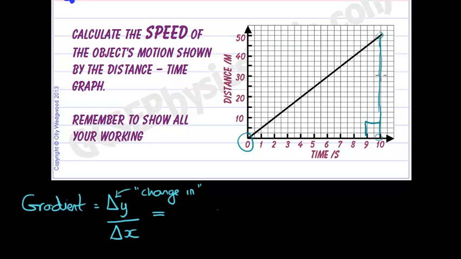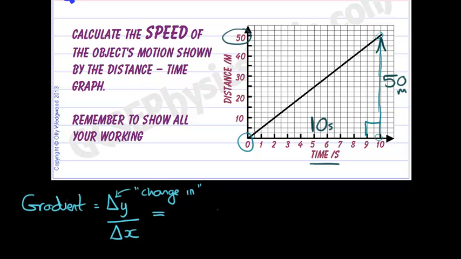So the change in y, that's the distance part here, is from 0 to 50. So that's easy, that's 50, going from there to there. And the change in x, that's the time part, is going from 0 to 10. So that's pretty easy, that's 10 seconds. So this is meters, this is seconds.